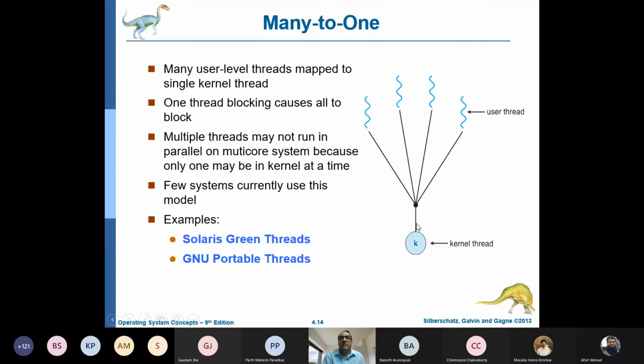So therefore the kernel thread will be blocked. So with that, the entire process will be blocked, right? The whole process will be blocked. So when the whole process is blocked, then the kernel will switch the CPU to some other process.